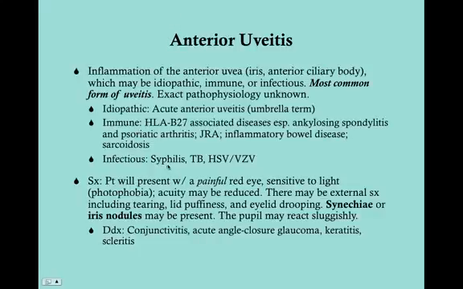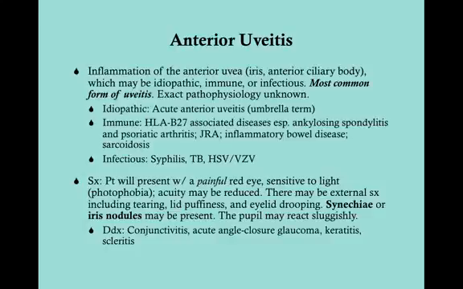And then the infectious causes: syphilis and TB, as go for all the uveitises, as well as herpes simplex virus and varicella zoster virus. So symptomatically, with anterior uveitis, and this is in contrast to the other uveitises, intermediate and posterior, the patient will present with a painful red eye. Very exquisitely painful, sensitive to light, photophobia. So this patient will want to be in a dark room. They'll also have a red eye, and it will be painful.